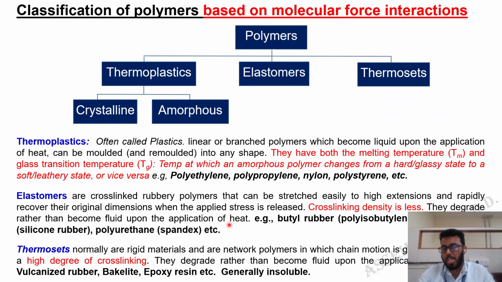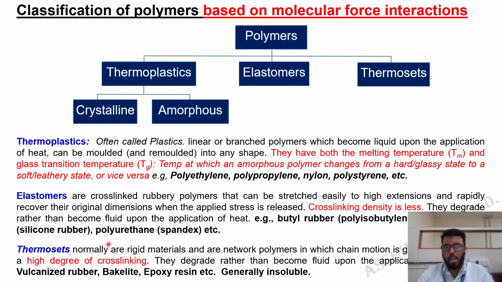Whenever the polymer chains or branches are not cross-linked, then when you are stretching, that polymer can come back to its original state. So this is how stretchable polymers are made, with a low degree of cross-linking. They can degrade rather than become fluid upon application of heat. Examples would be rubber, polysiloxane, silicone rubber, and polyurethane. Polyurethane sponges, like packing sponges.